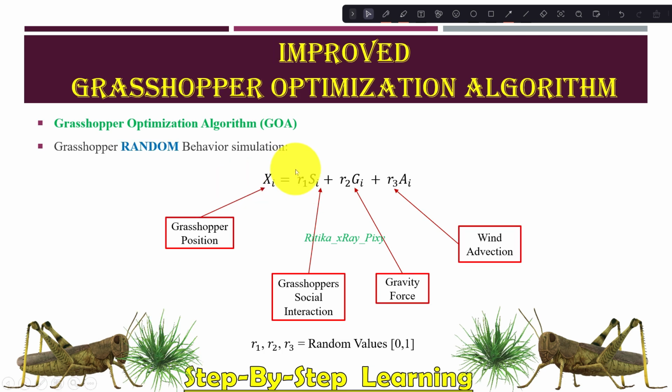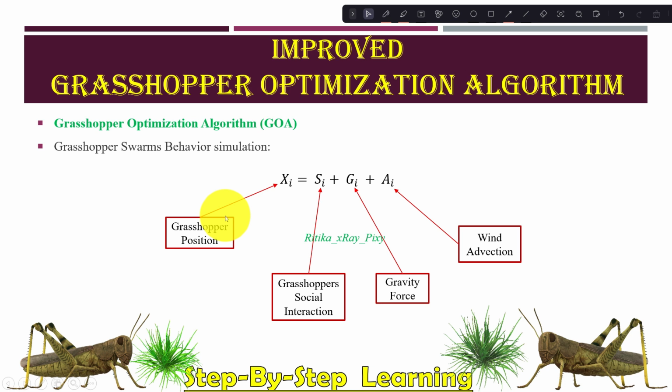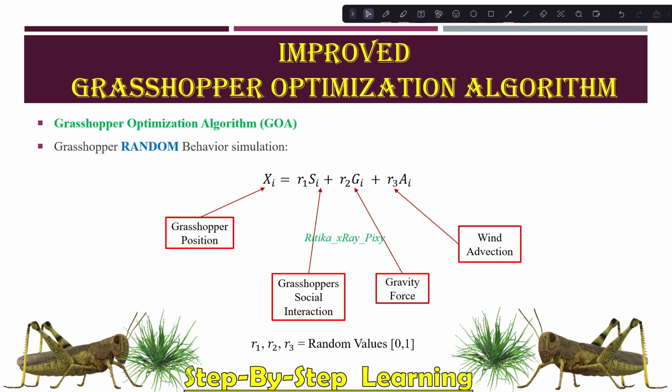For grasshopper random behavior simulation in the search space, random values are used. Here you can see R1, R2, R3. They are random values normally distributed within 0 and 1. So here we are adding randomness in the grasshopper swarm behavior using random values.